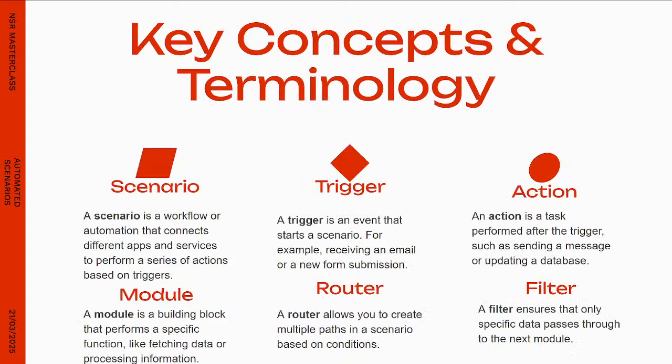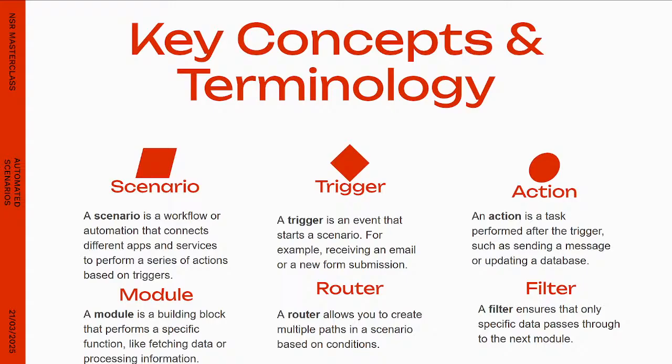So here are some of the terminologies that I'll be using through this masterclass, with a brief definition about what each term means and what it does. The main word we have for today is a scenario. A scenario is a workflow automation that connects different apps and services to perform a series of actions based on triggers. So what's a trigger?